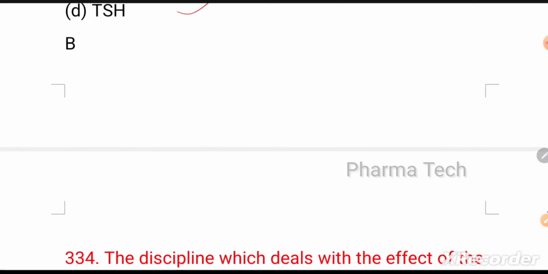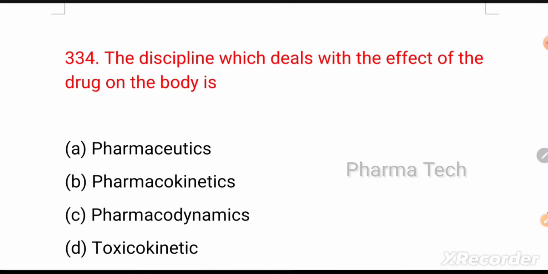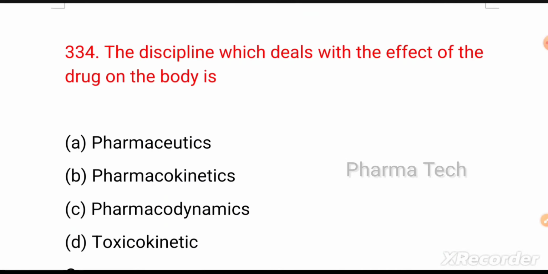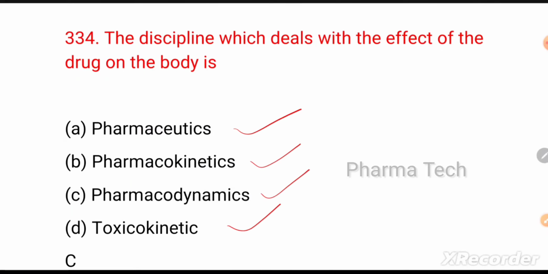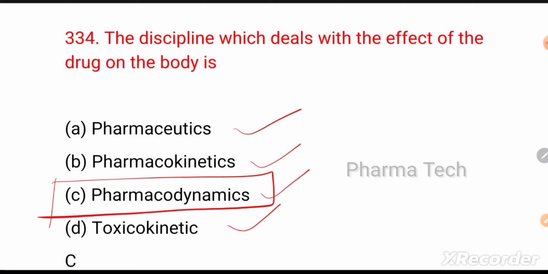Next question: the discipline which deals with the effect of the drug on the body is? Options are pharmaceutics, pharmacokinetics, pharmacodynamics, toxicokinetics. Answer is C, pharmacodynamics. As discussed earlier, the effect of the drug on the body is pharmacodynamics.